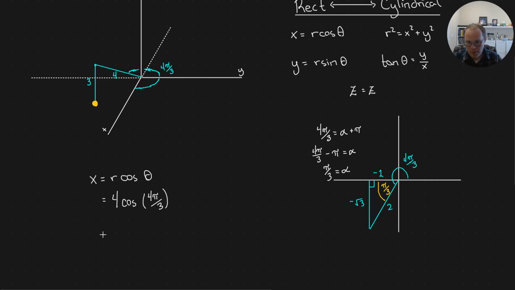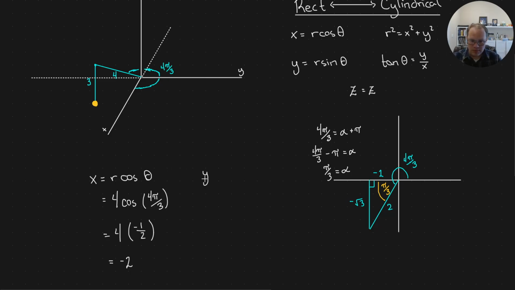So cosine of 4 pi over 3 is just going to be adjacent over hypotenuse. That's negative 1 over 2. And by the way, you don't need to do it this way. If you have this memorized, that's faster. Go ahead and use that. Use whatever method you know. But it is useful to be able to calculate the trigonometric functions for these triangles exactly without the use of a calculator. 4 times negative 1/2 is negative 2. So we've got the x down.